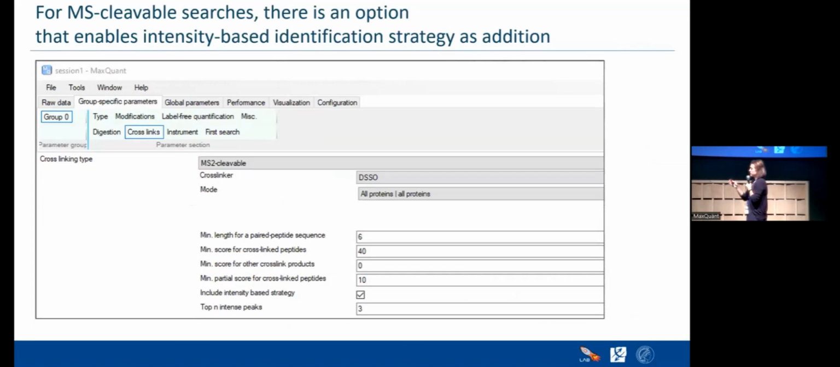And this was for the non-cleavable crosslinker. And this is now about the MS cleavable. For MS cleavable, we change it, say the MS2 cleavable, and we say the DSSO. And then the top N strategy here includes intensity-based strategy. When you enable this, it will additionally check for the top N intensity signature peaks and improve your results. And then you can choose by default 3, but if you want, you could also play with this parameter.